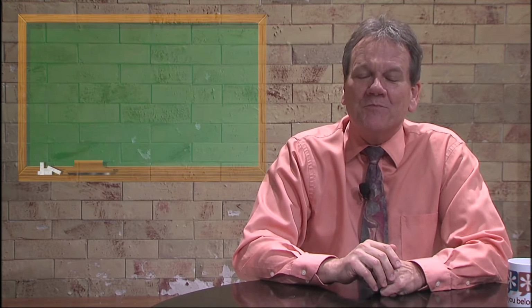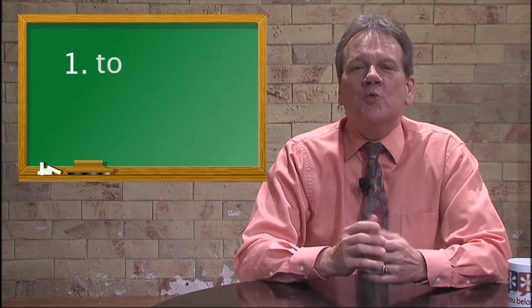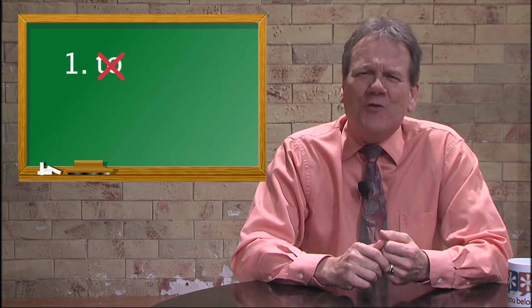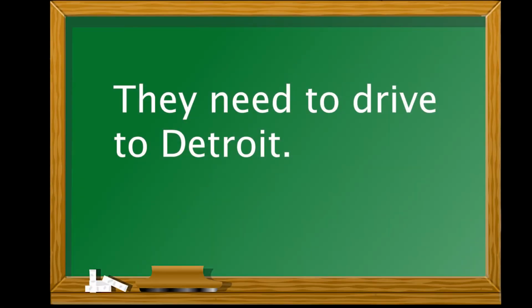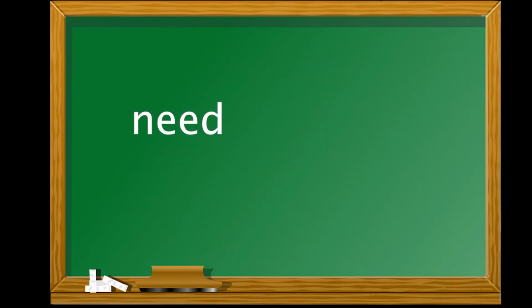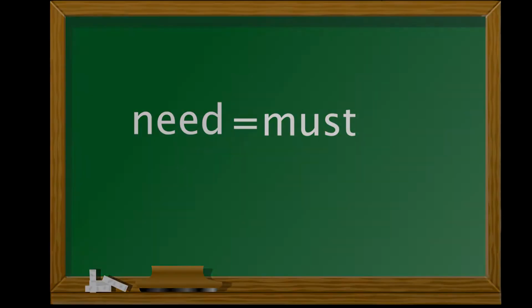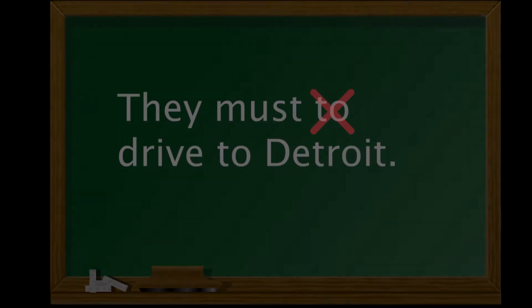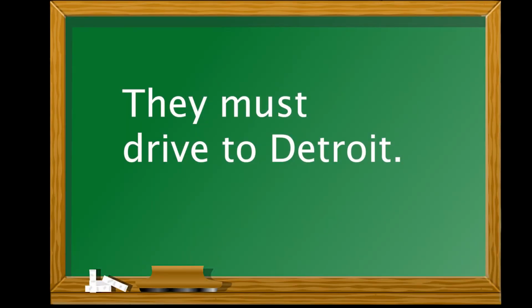Modal verbs have 2 important differences from regular verbs. First, they don't take the word to when used with other verbs. For example, we say, they need to drive to Detroit. The meaning of need is expressed by must, but it is wrong to say they must to drive to Detroit. Using to is wrong. We have to say they must drive to Detroit.